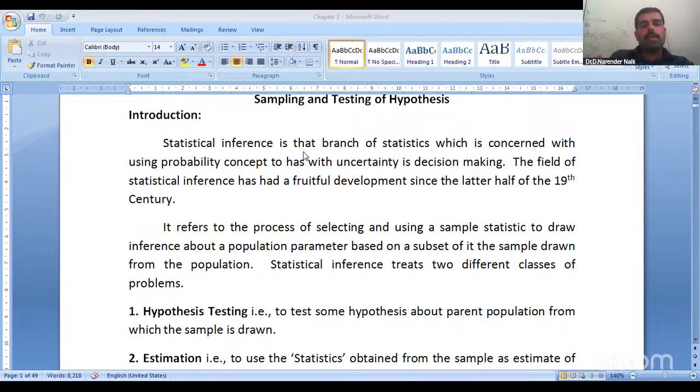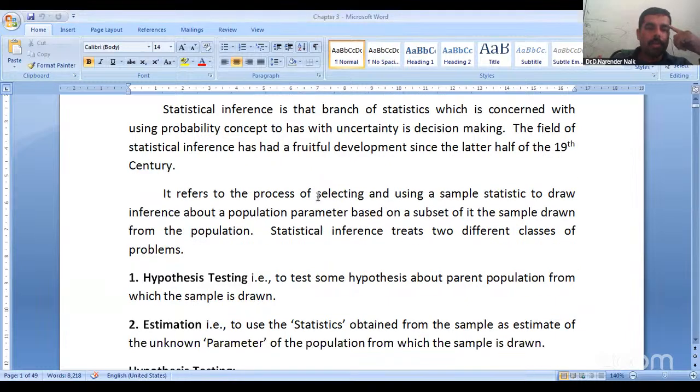So here the statistical inference is that branch of statistics which is concerned with using probability concepts to deal with uncertainty in decision making. The field of statistical inference has had a fruitful development since the latter half of the 19th century. So here it refers to the process of selecting and using a sample statistic to draw inference about a population parameter based on a subset of it, the sample drawn from the population.